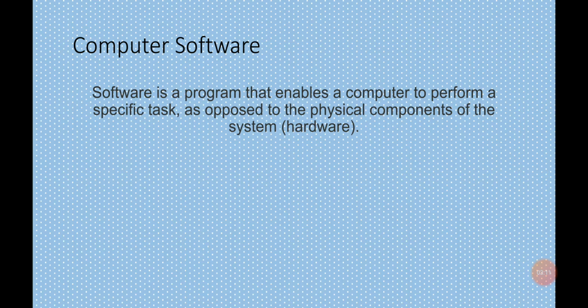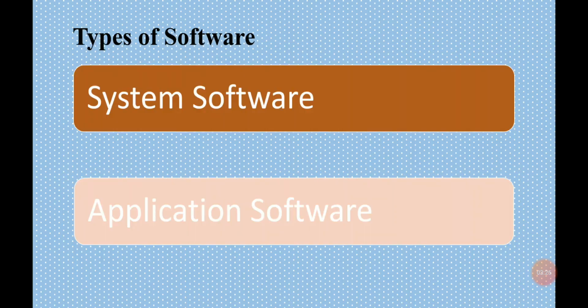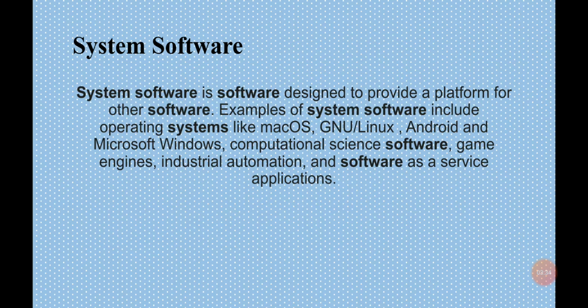Okay, as the definition is before you, software is a program that enables a computer to perform a specific task, as opposed to the physical component of the computer. Physical component means the hardware. So there are two types of software, the system software and the application software. So let's discuss the system software.